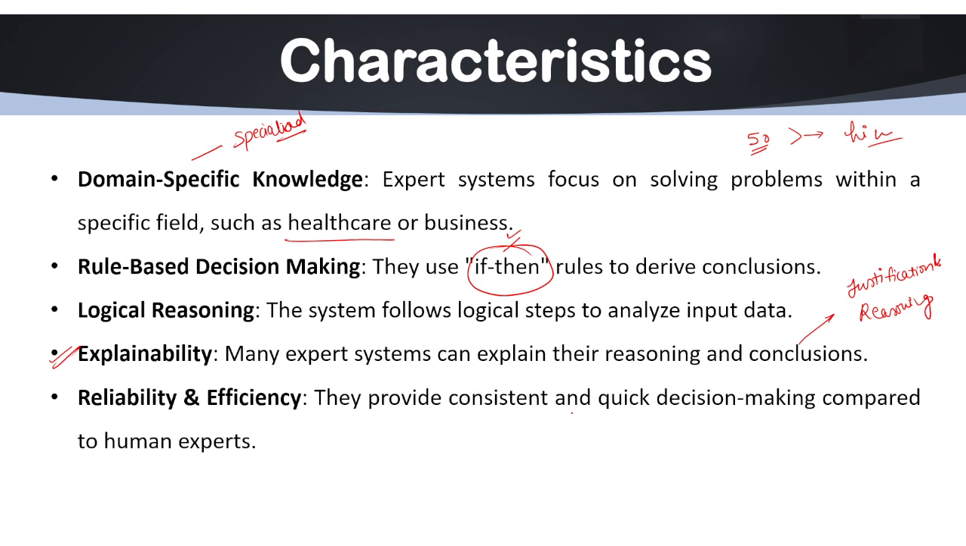Next we have reliability and efficiency. So they provide consistent and quick decision making compared to human experts, and we can always be reliable on its decisions, right? As we all know, AI is really very smart. So इसके जो भी decisions होते हैं, they all are reliable and efficient.